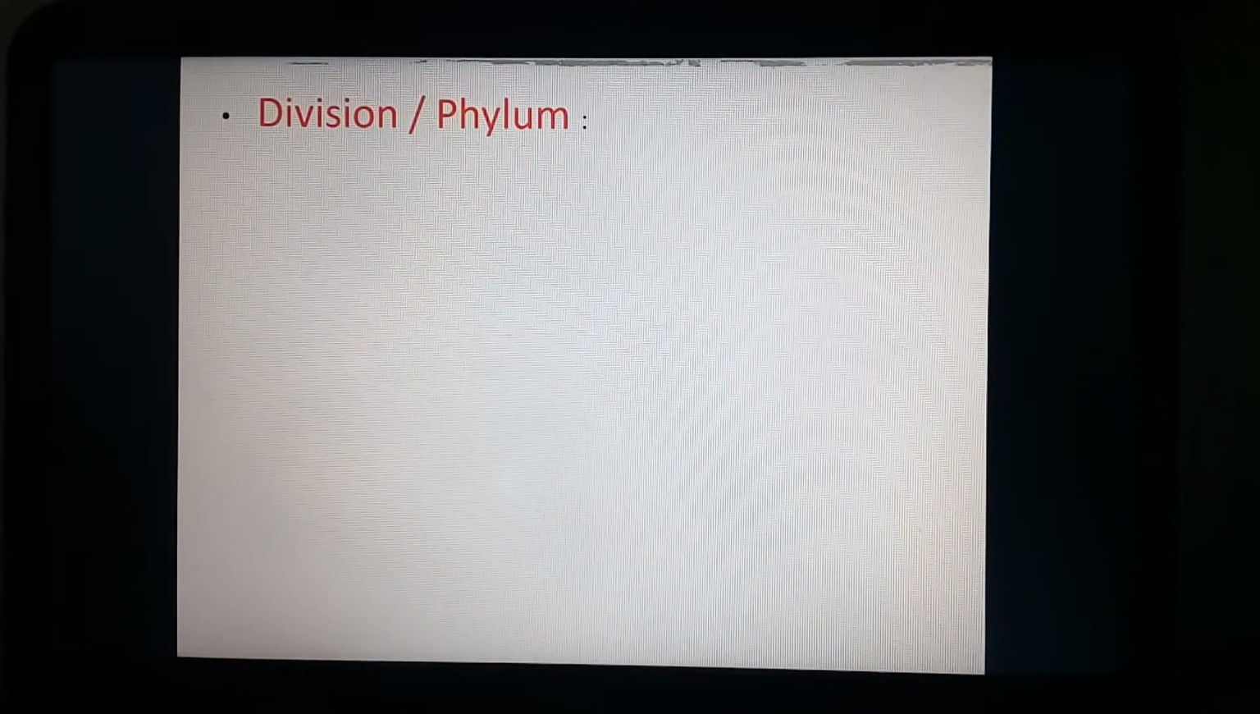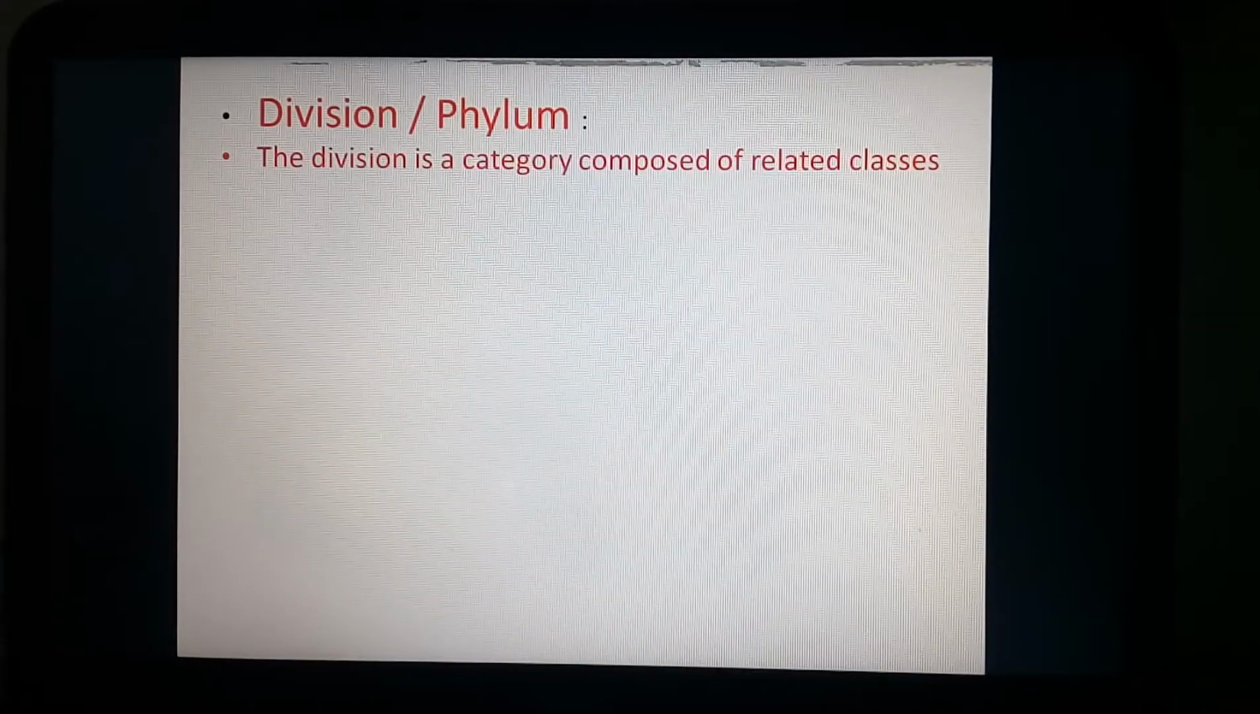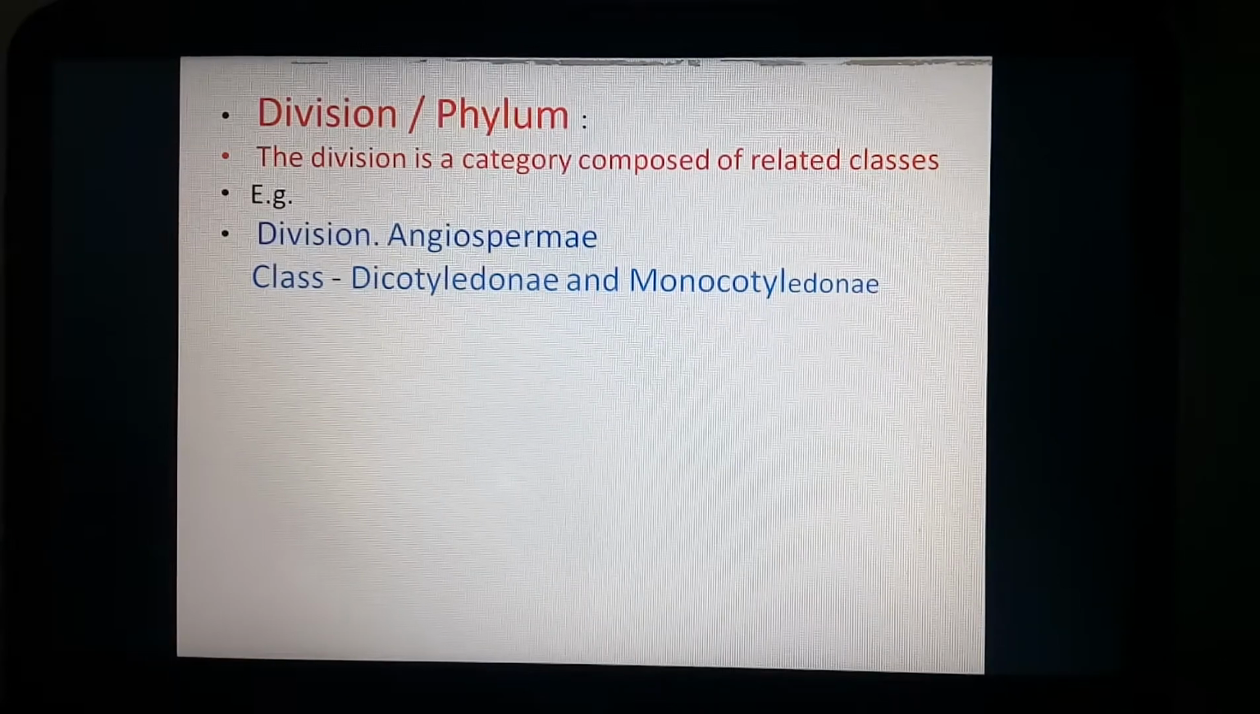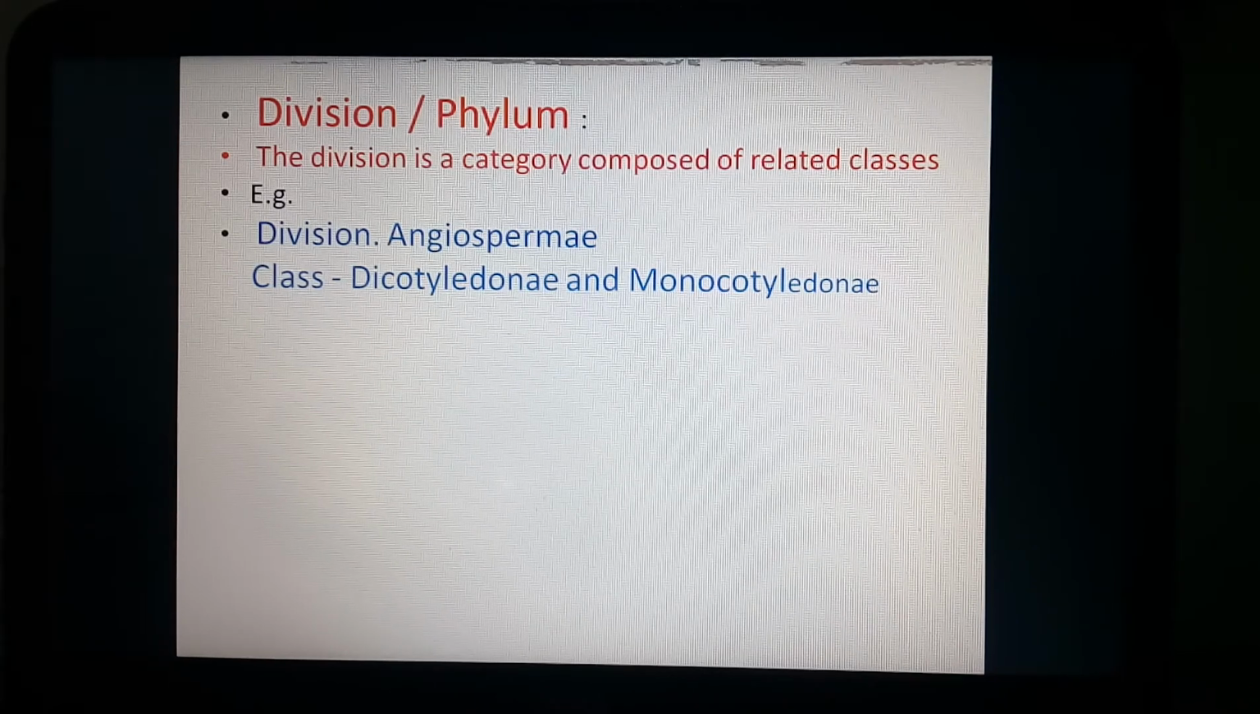The next, division or phylum. The division is a category composed of related classes. Example, division Angiospermae shows a class Dicotyledonae and a class Monocotyledonae. So division is composed of related classes. Dicot, two cotyledons. Monocot, single cotyledon. They belong to the same division, Angiospermae. Angiosperms are the flowering, seed-bearing plants.